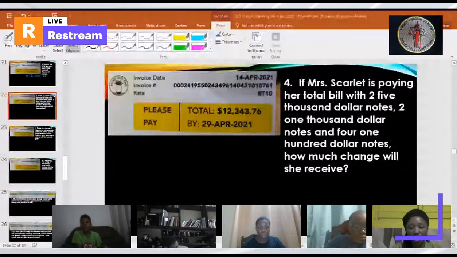Miss, we add the two $5,000, the two $1,000, and the $400 notes. When we add those together, it's $12,400. Okay, so when we add those monies, we get $12,400, and then we subtract the amount on the bill.